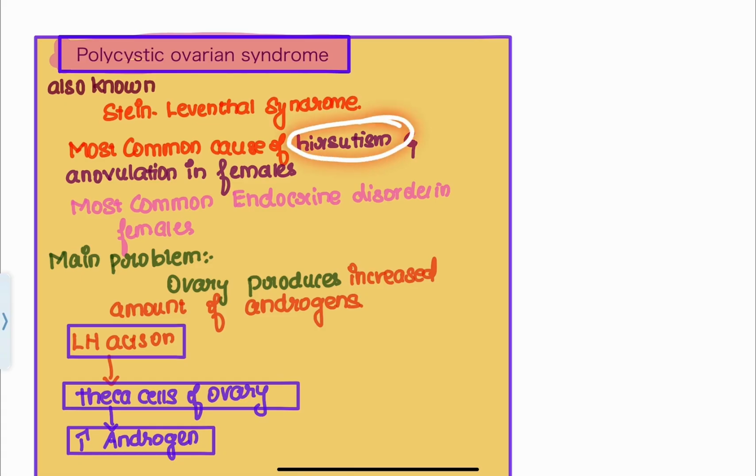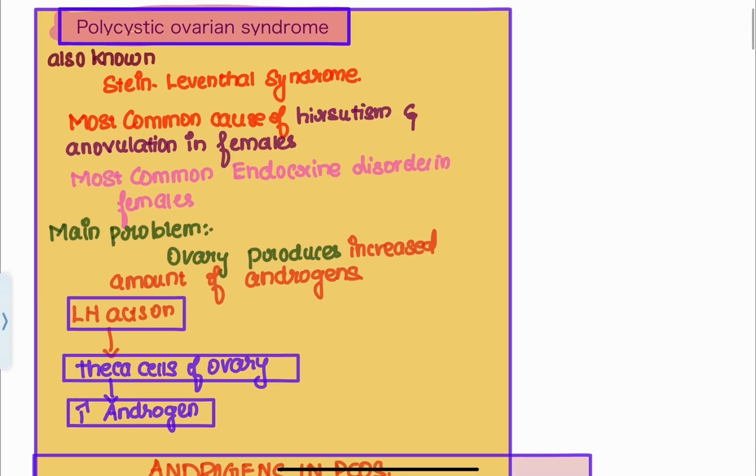Apart from that, the most common cause of hirsutism in females is also polycystic ovarian syndrome. Before discussing hirsutism, we will learn what the main problem in PCOS is, and only then will you be able to learn what hirsutism is. As of now, just remember, PCOS is also called Stein-Leventhal syndrome, named after the American gynecologist who coined this term. PCOS is the most common cause of anovulation and of hirsutism in females, and it is also the most common endocrinal disorder in females. Is that clear?